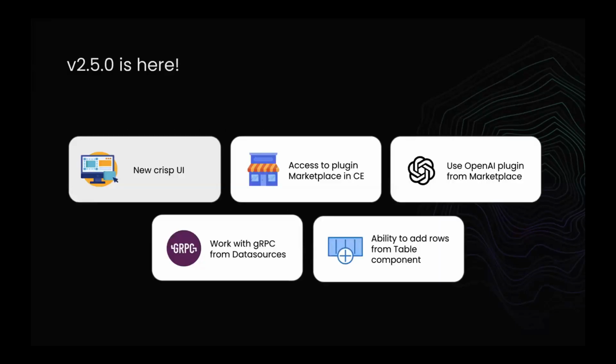Version 2.5.0 is here. With this, you have a very crisp UI and access to the plugin marketplace in Community Edition. Now you have all the data sources or plugins currently available from ToolJet, where you can scroll through 40-plus data sources, which include API or database connections, and storage services that you can connect to and perform operations on top of.